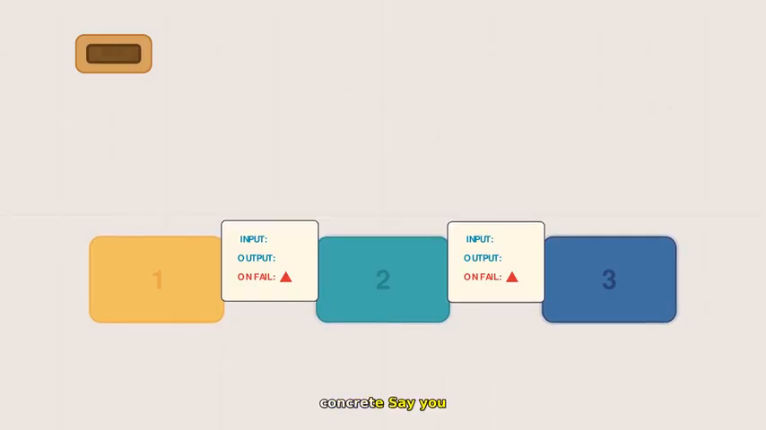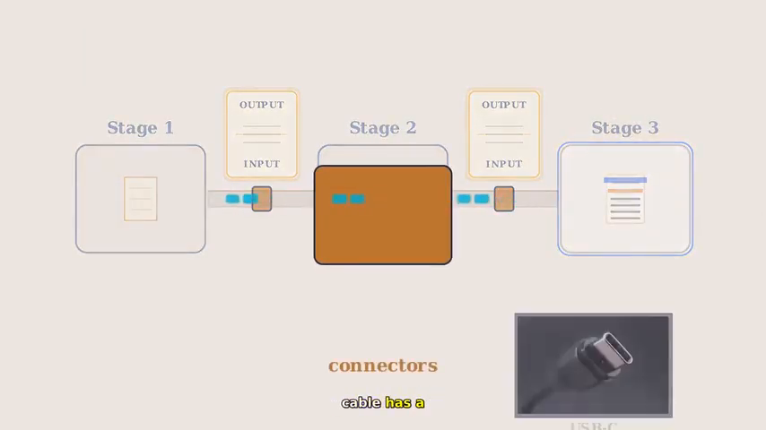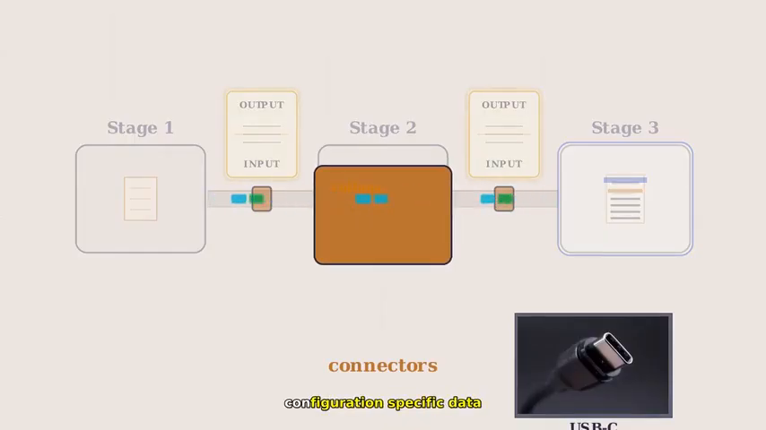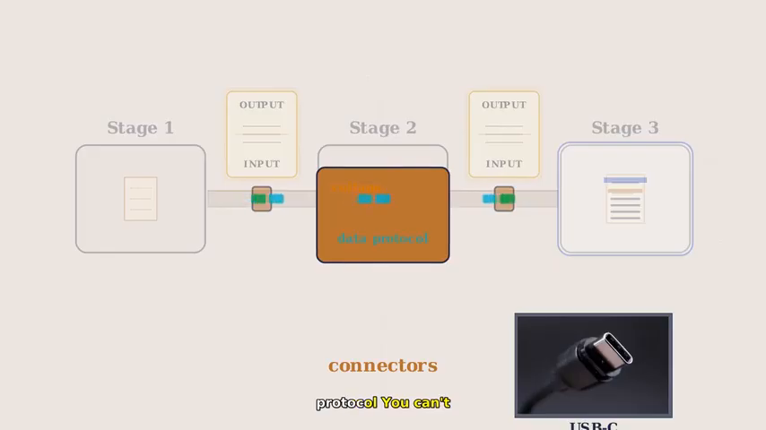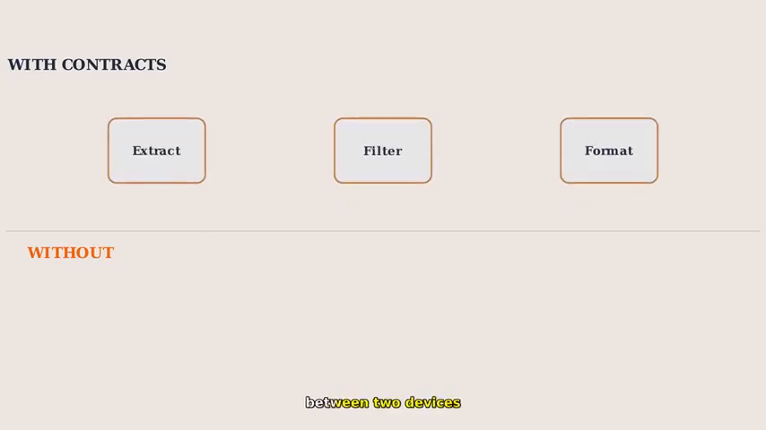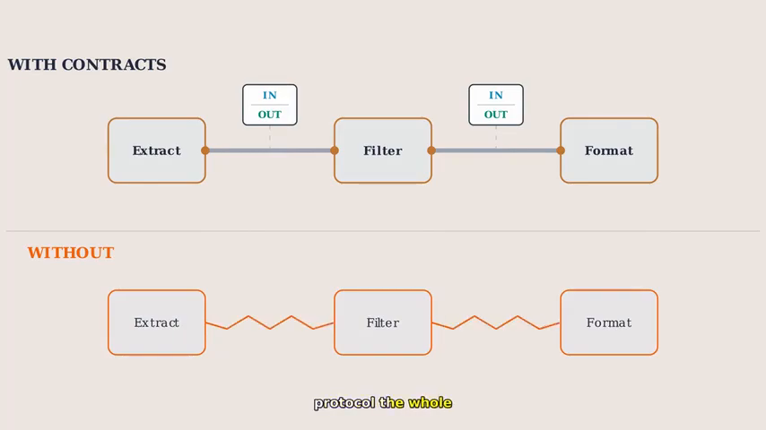Let's make this concrete. Think about the connectors on electronics. A USB-C cable has a precise specification: specific voltage, specific pin configuration, specific data protocol. You can't just plug anything into anything and expect it to work. The connector is a contract between two devices, and if either side violates that contract, wrong voltage, wrong pin, wrong protocol, the whole thing fails. Every stage boundary in your AI pipeline needs an equivalent contract.